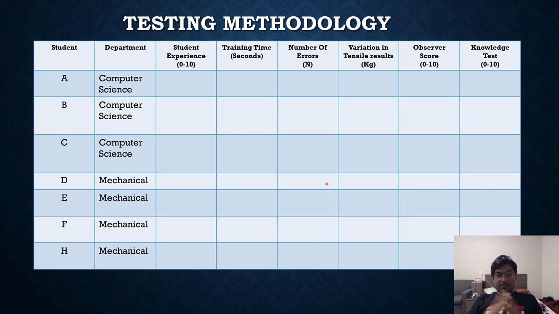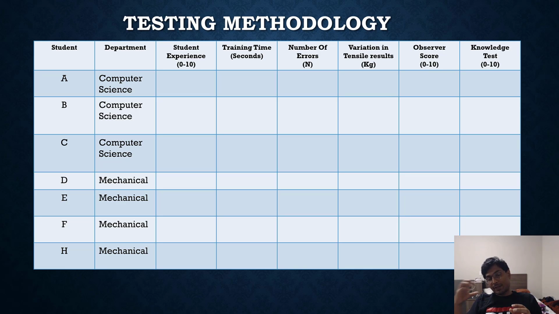As a testing methodology, we are going to first select 3 students from computer science engineering and 4 students from mechanical engineering who have no experience in tensile testing. We will ask them to use the application. We will score our application on student experience, time taken for the entire training process, the number of errors he performed during this process, variation in test results, and observer score.